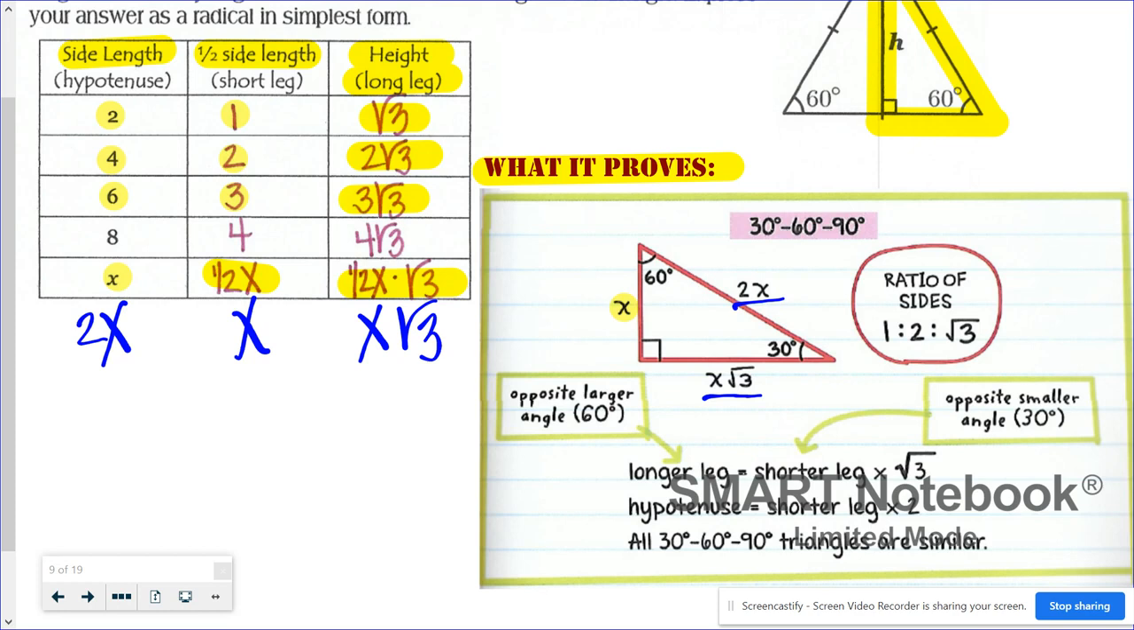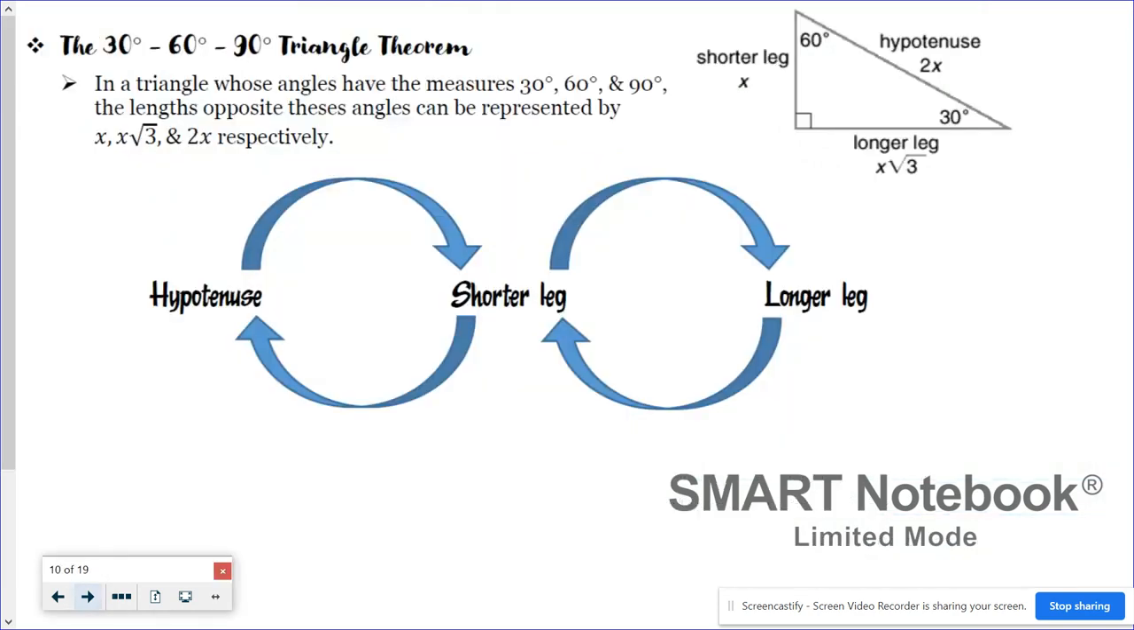So let's organize our findings in a flow diagram. The short leg is the best one to know. Because if I know the short leg of my 30, 60, 90 triangle, and by the way, the shorter leg is opposite the 30-degree angle, I can simply multiply by 2 to get the hypotenuse. And if I know the shorter leg, I can multiply by the square root of 3 to get the longer leg.